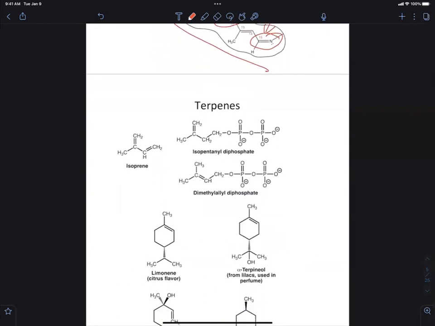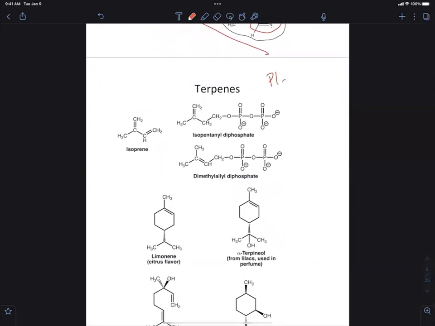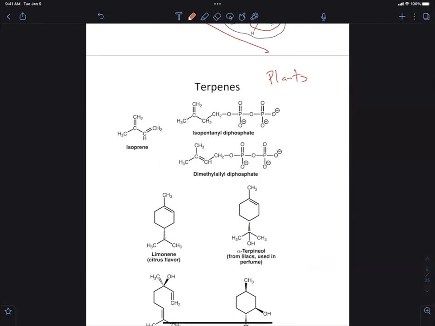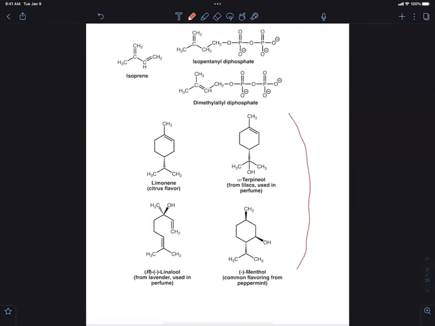Terpenes are molecules that are made in plants, and that's the thing to remember. Plants make really interesting molecules, some of which you're familiar with. For example, this limonene is what gives lemon and orange their flavoring. There are molecules you're familiar with in perfumes, such as lilac and especially lavender, or menthol, a flavoring you've probably encountered in a lot of different products. It comes from peppermint.